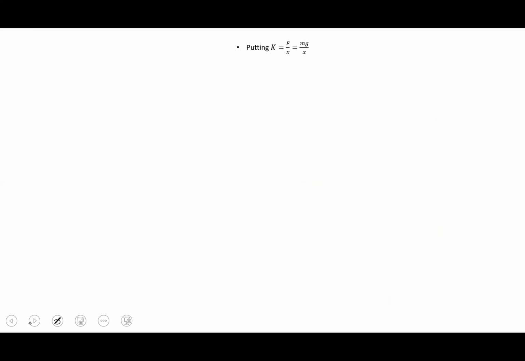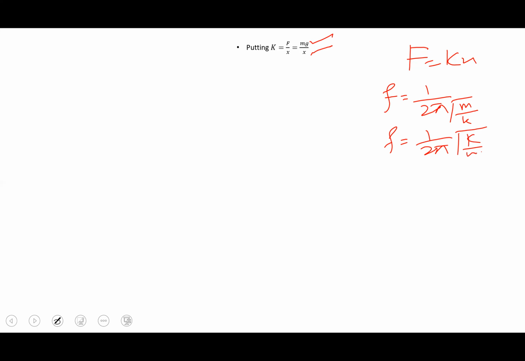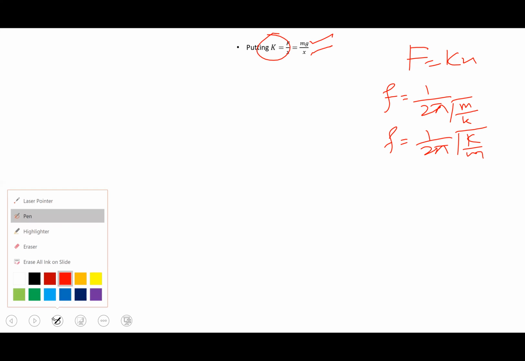Now, as we know from Hooke's law, F is equal to kx. From that, we basically figured out that k is equal to F over x. Now, as the body was under the action of gravity, F will basically represent the weight. So k will be equal to mg divided by x. Now, putting this value in the formula of frequency, which was 1 over 2 pi under root k over m. So we're putting the value of this k which we have found out in this formula. Let's see how it is done.